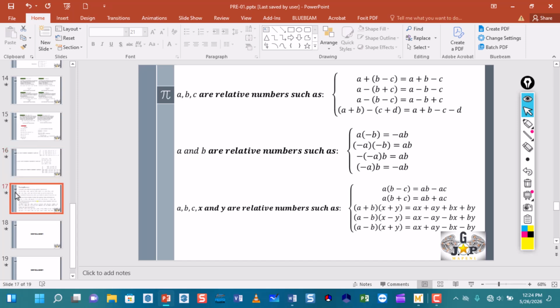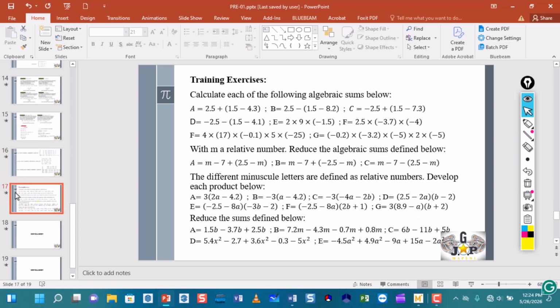So if we return to slide 17, it says it gives us A plus B minus C, right? So we're going to have here 2.5 plus 1.5 minus 4.5.